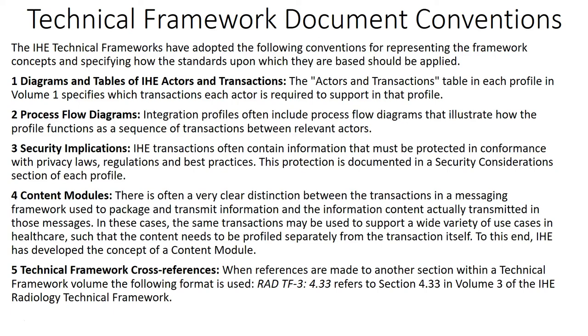Section 1 is the diagram tables of IHE actors and transactions. 2 is the process flow diagrams. 3 is the security implications. And those 3 are pretty obvious. Section 1 tells you what the actors and transactions are using diagrams and tables. 2 tells you how the flow is supposed to work for this profile using diagrams. And 3 tells you what security practices or implications are involved in this profile.